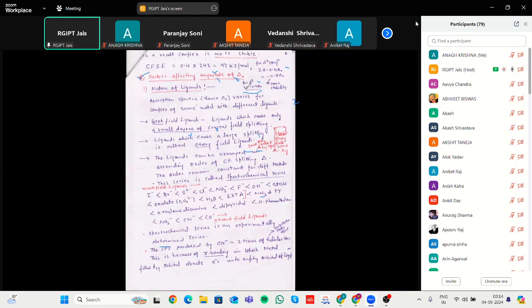There are factors that can affect the CFSE. The first is the nature of the ligand: which type of ligand is attached. There are different types of ligands that follow a series, the spectrochemical series. The ligands are arranged according to the spectrochemical series, which means there is some tendency, some power of the ligand: which ligand is strong and which is weak.